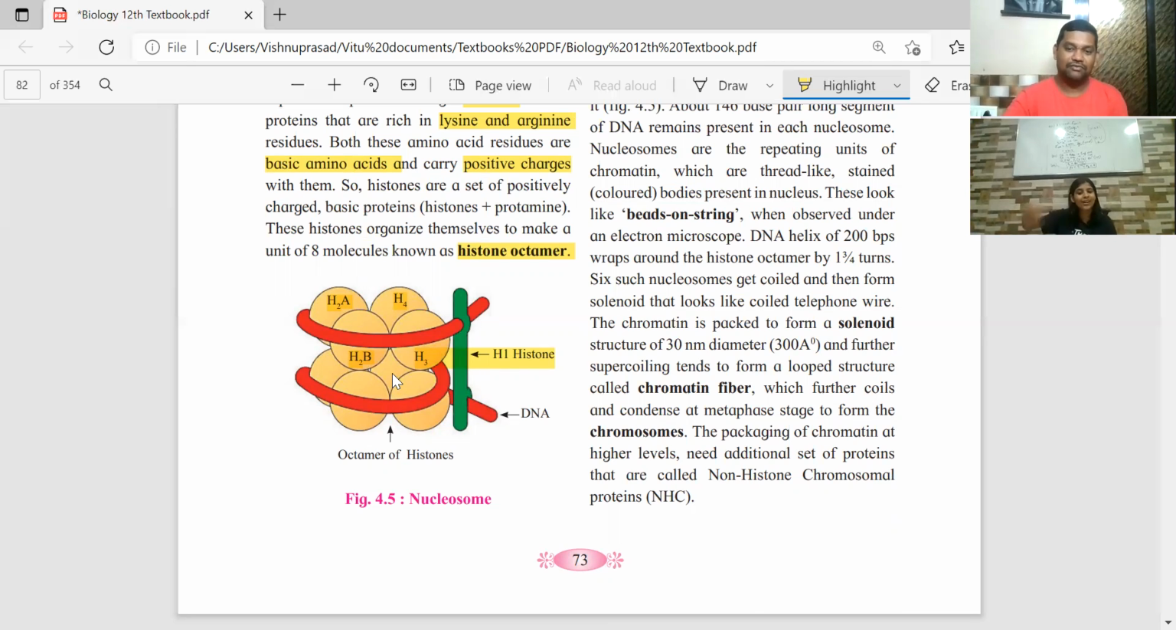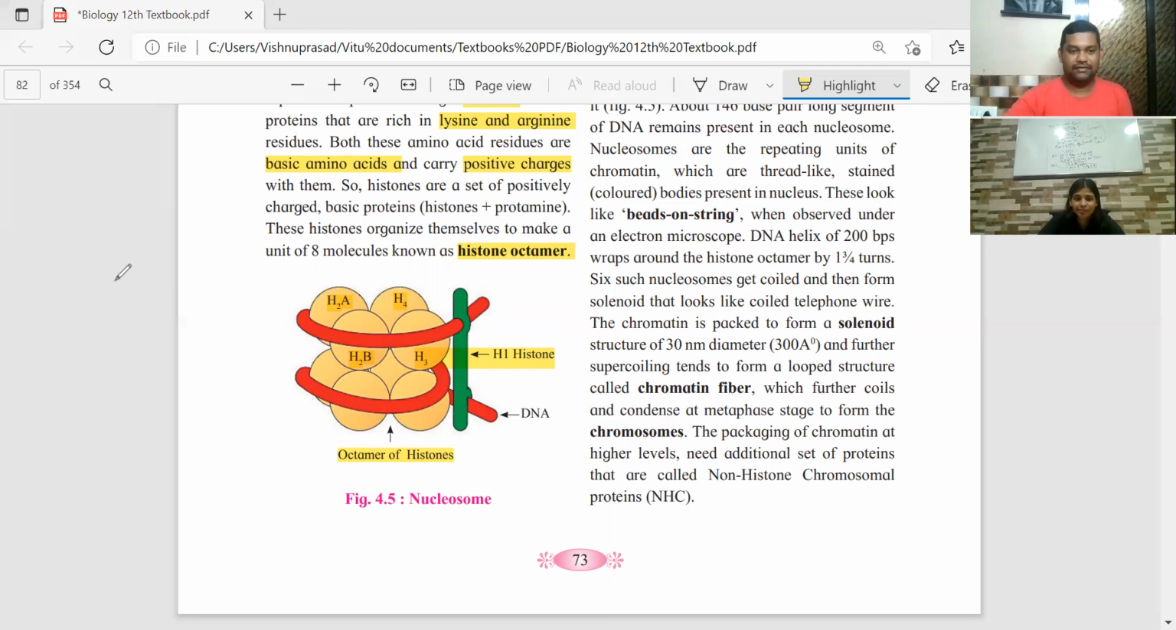8, octave, 4 times. Can you see that? That is why we call it the histone octamer. H2A, H2B, H3, H4, 2 molecules each. Got it? Okay. Yes, you understood the meaning of histone octamer.